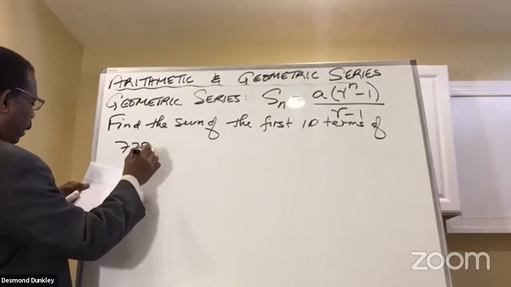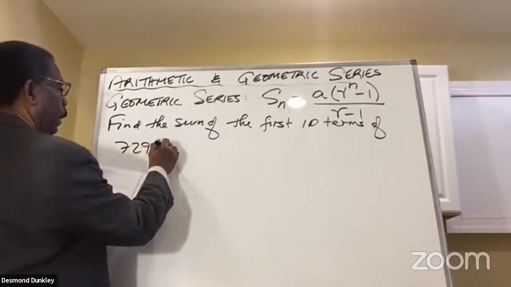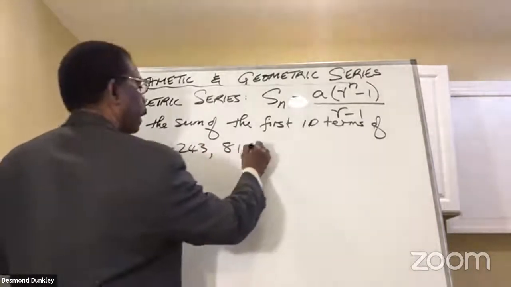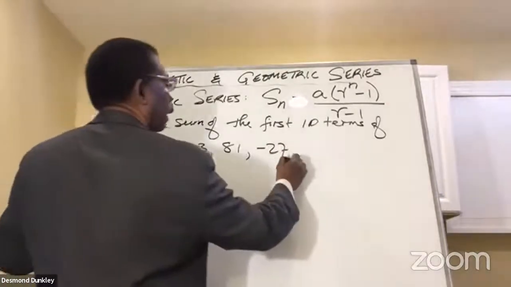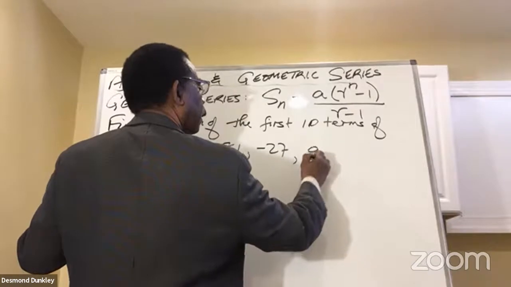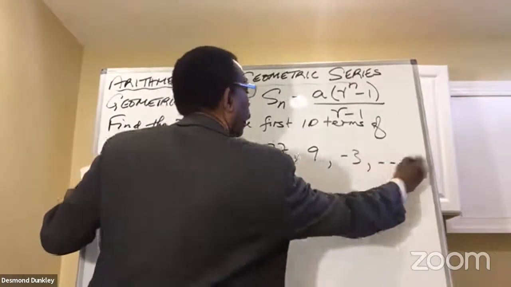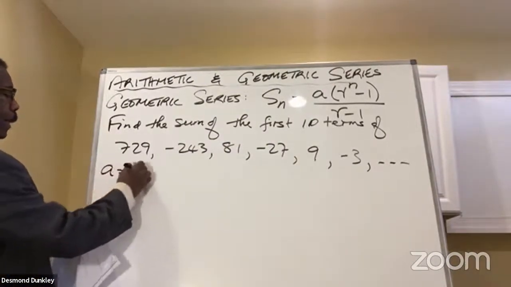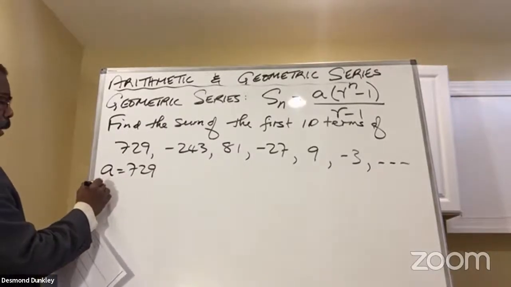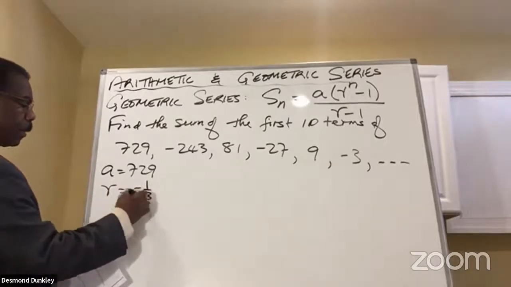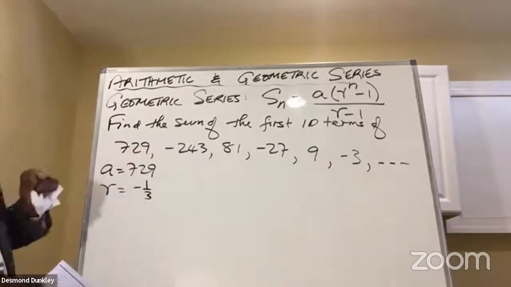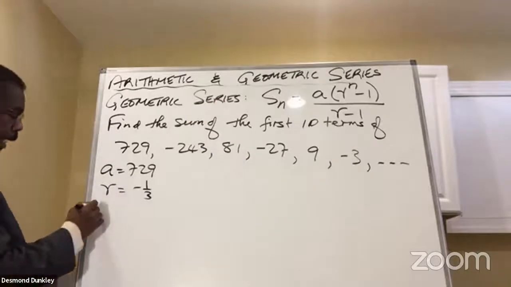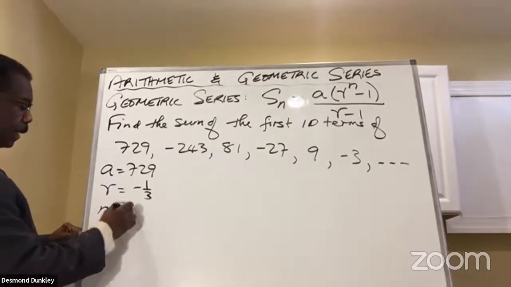729, negative 243, 81, negative 27. Of course, it's going to be okay. So what do we see here? A is 729. Your R is negative 1/3. If you divide this by this, you get negative 1/3. This by this, negative 1/3. This by this by this, negative 1/3 all the way through. And your N is going to be 10.